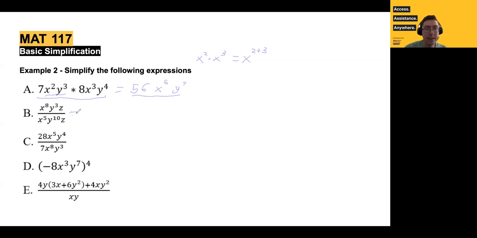So then for part B, here we're dividing things. When we do that, we subtract exponents is the rule. So like x to the 8th over x to the 5th, you subtract the exponents, 8 minus 5. So that becomes x to the 3.